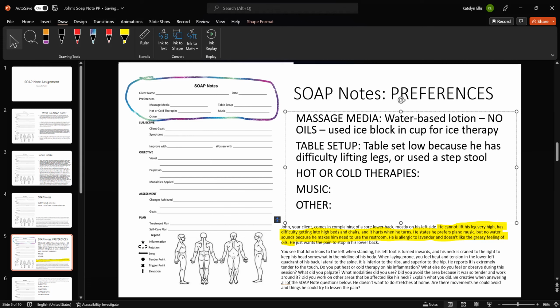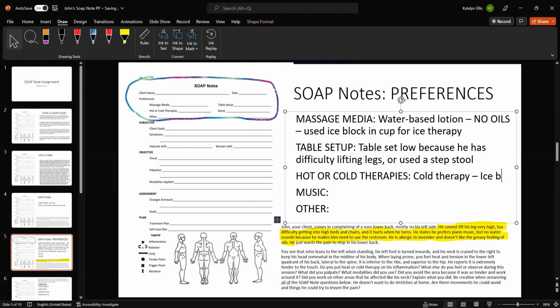Hot or cold therapies. He had inflammation in his back and it was extremely tender. I'm not going to put heat on inflammation. All I'm going to do is inflame the inflamed. That doesn't help ever. So I used a cold therapy. Oh, it would help if I could spell, wouldn't it? Cold therapy.